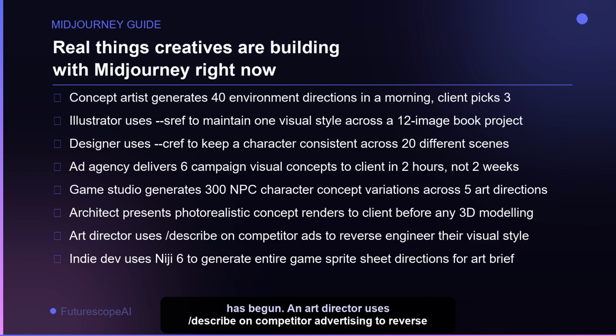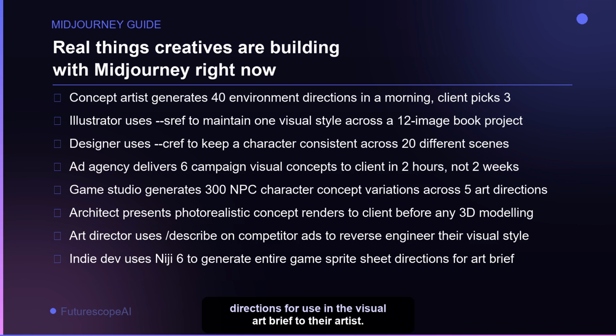An art director uses /describe on competitor advertising to reverse engineer the visual language and understand how it was likely prompted. And an indie game developer uses Niji 6 to generate entire sprite sheet directions for use in the visual art brief to their artist.